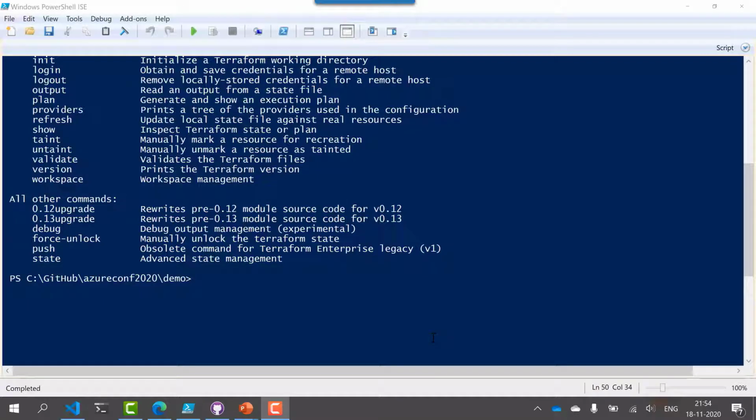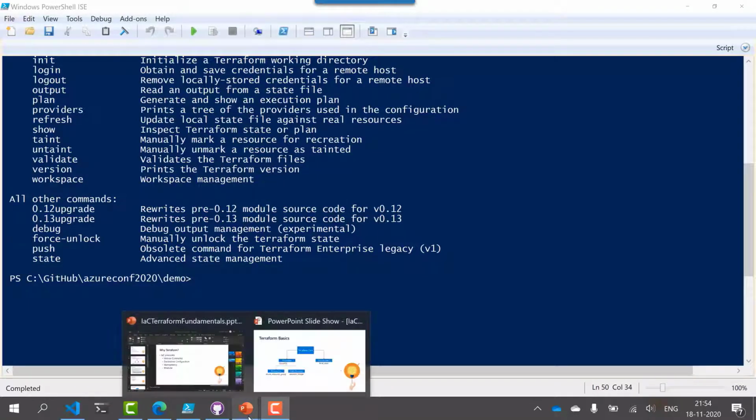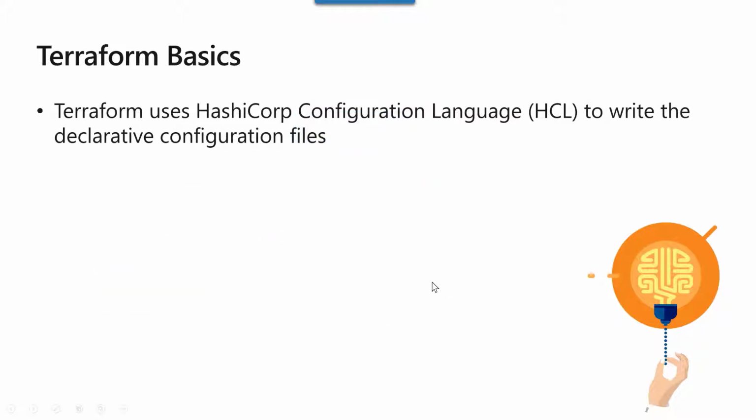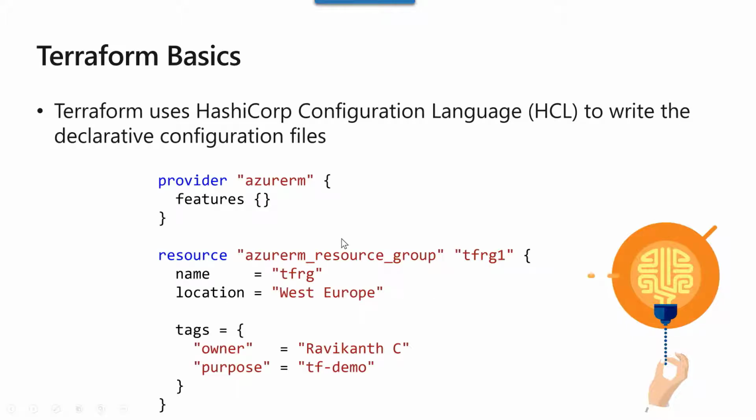All right, now that we have Terraform downloaded locally, let's go back to the slides and look at some more basic stuff, like what is the basic syntax of a Terraform configuration. Terraform basically uses HashiCorp Configuration Language, HCL, to write the declarative configuration files. This is a pretty basic and minimal high-level syntax. You have a provider block which basically says what is that provider that you want to use as a part of this configuration to perform infrastructure provisioning. In this case, I'm using Azure RM.